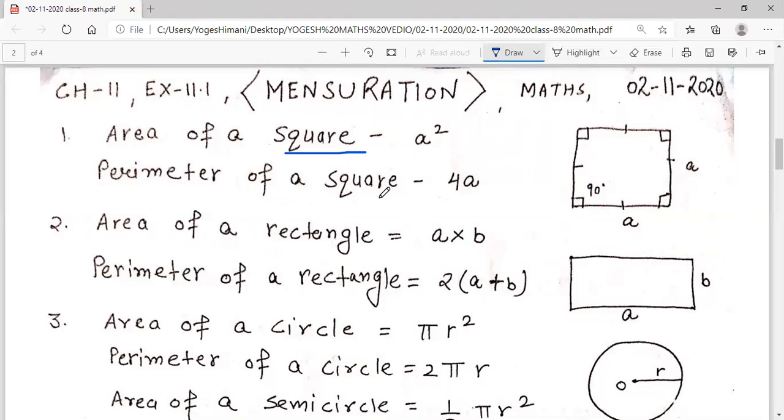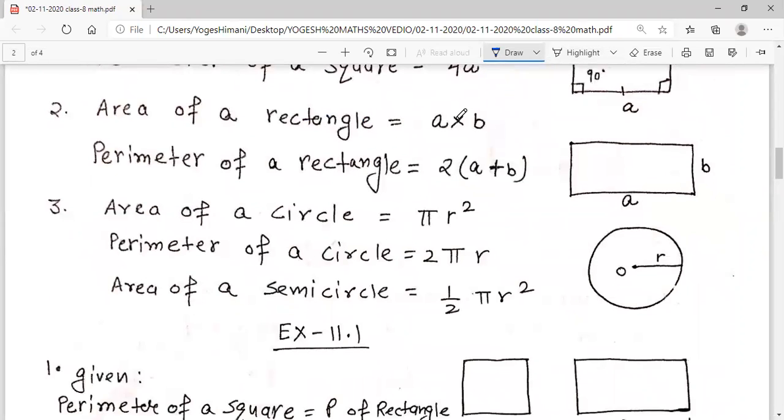Also, perimeter of a square is equal to 4a, means the sum of all sides. Area of a rectangle is equal to length multiply breadth. Perimeter of a rectangle is equal to sum of all sides, means 2 bracket a plus b.